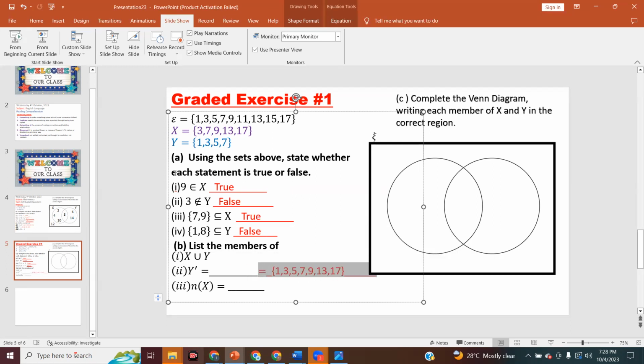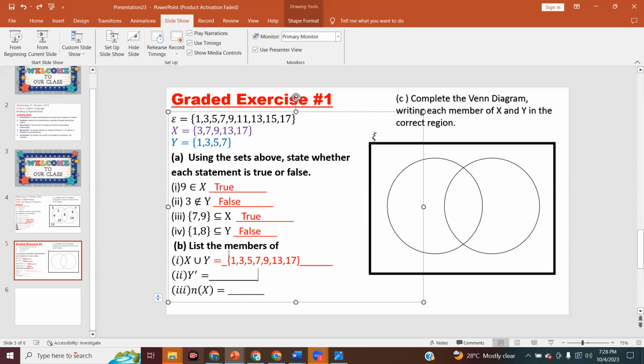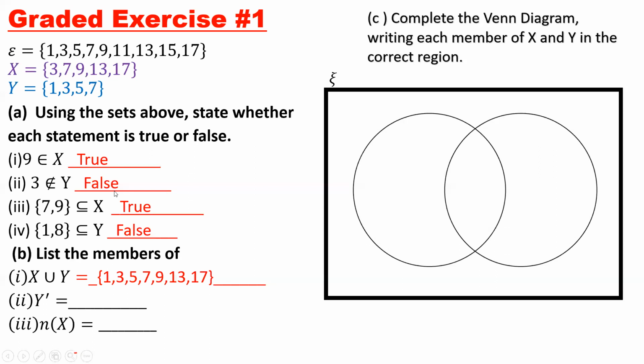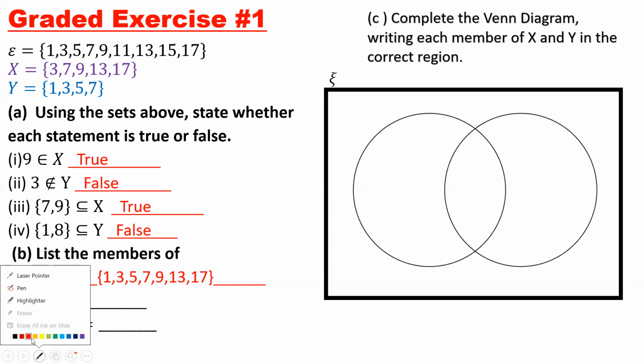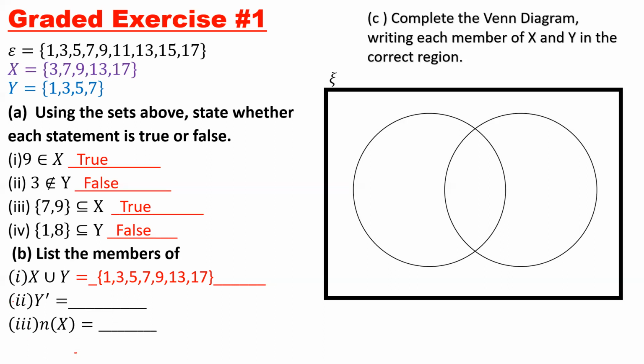All right, so now for Korai, are you there? You say you did not understand how to do this one, right? Okay, so let's say Y complement. Y complement means that we do not want any of the elements in Y. What are the elements of Y, Korai? 1, 3, 5, 7. Good.